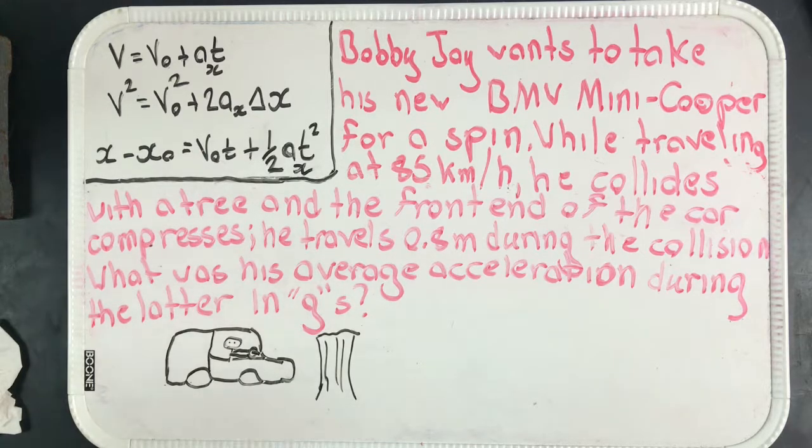Now, before we get to the last part, let's stop. Let's take a moment. Let's look at the situation. Bobby J, he's coming down a bend, maybe he's going down a straight road, and he's traveling at 85 kilometers per hour. And through some unfortunate chain of events, he collides with a tree. And the moment that we're concerned about is the instant that he connects with the tree to the instant that he travels 0.8 meters. Okay?